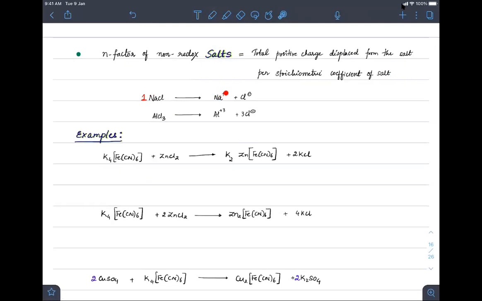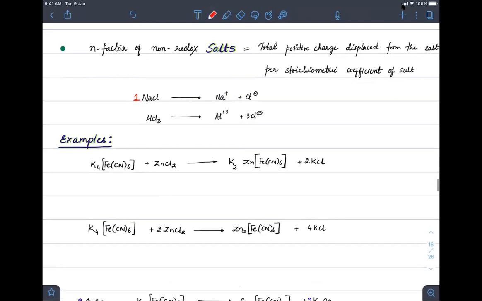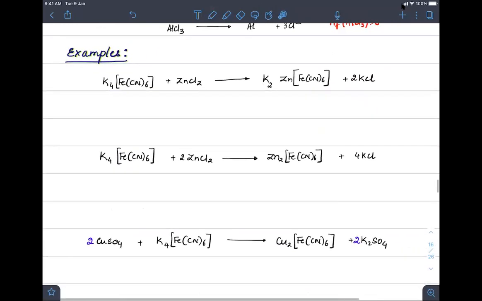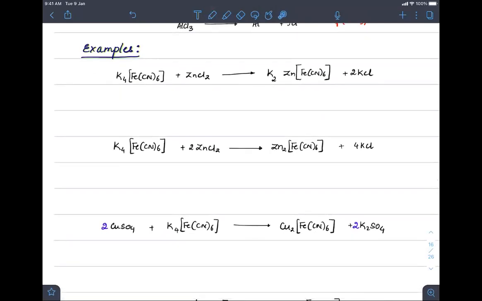So we have 1 Na plus, which means there is one positive charge here, and AlCl3, how much positive charge does it have? 3. So I would say the N factor for NaCl here is 1, and N factor for AlCl3 here is 3, because the total positive charge is 3. You can take either total negative charge or positive charge, but since N factor is a positive term, it's better to always take reference with positive charge. You can see this question here, how it is related with one another.